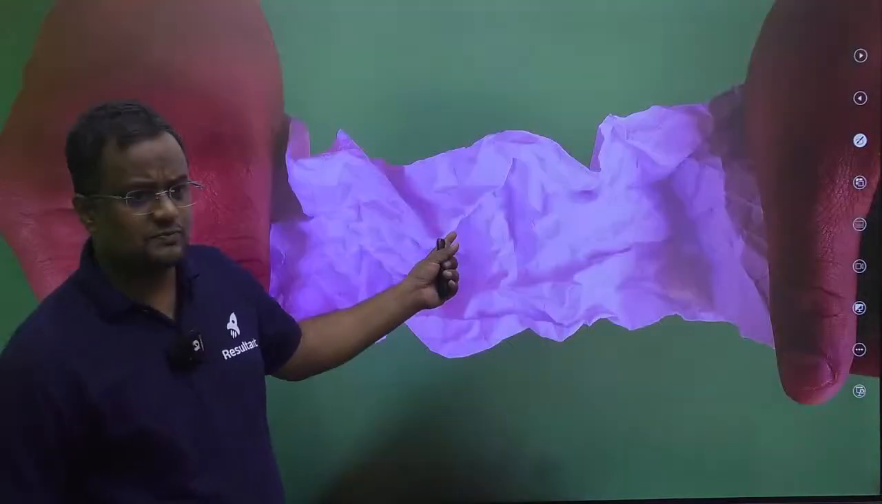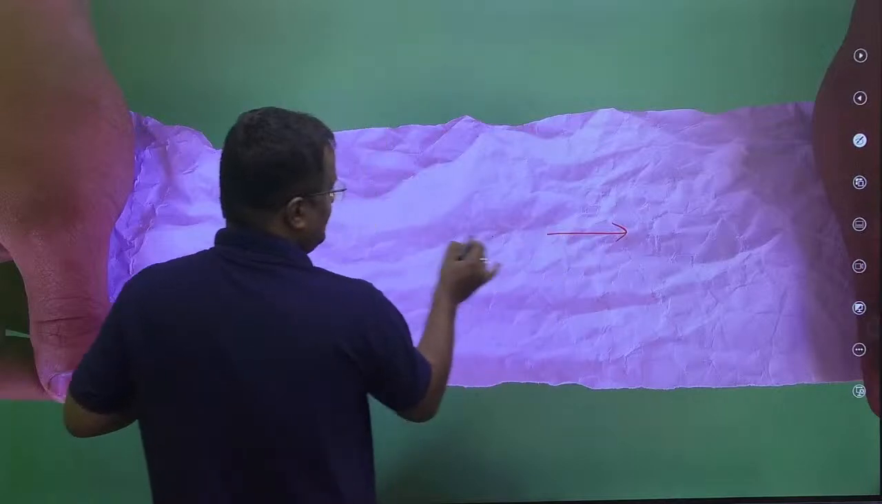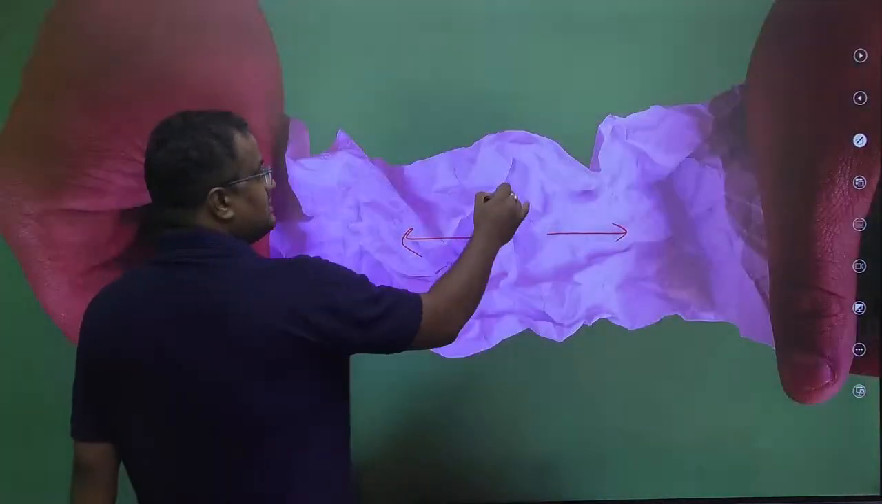Guys, if you see this paper, then I am applying the force. It is increasing in this direction also. It is increasing in this direction also.